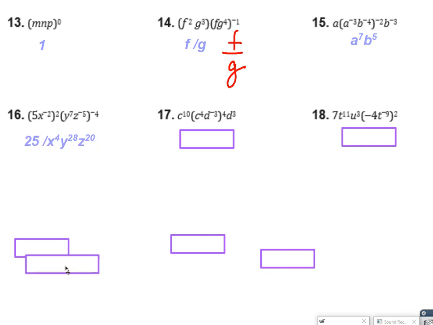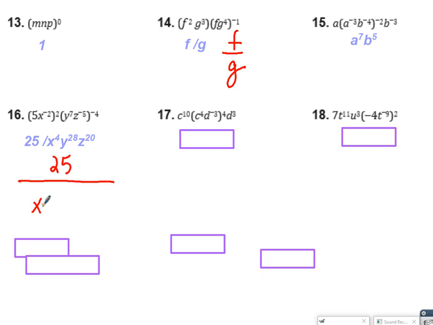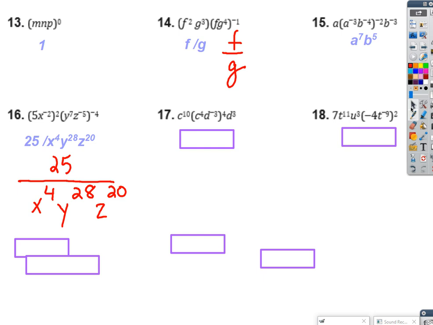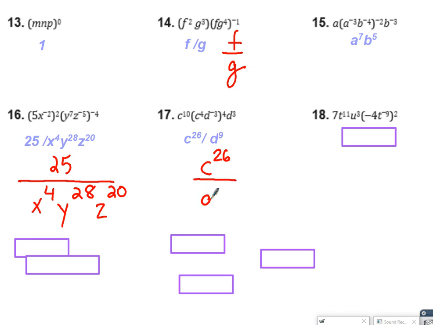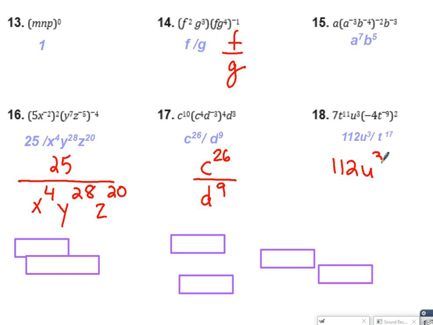16, 25 divided by x to the 4th, y to the 28th, z to the 20th. 17, c to the 26th, divided by d to the 9th. And last, but certainly not least, 112 u cubed divided by t to the 17th.